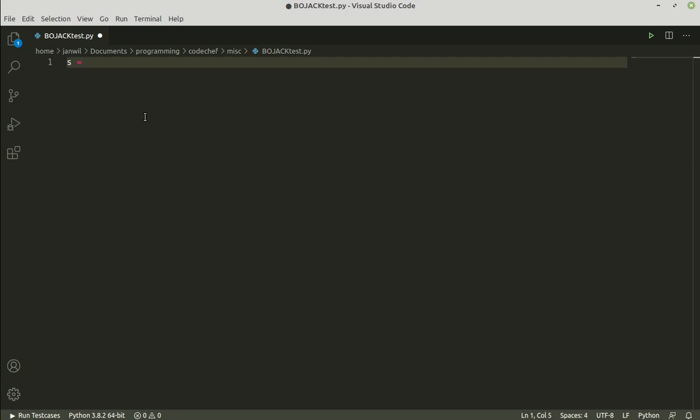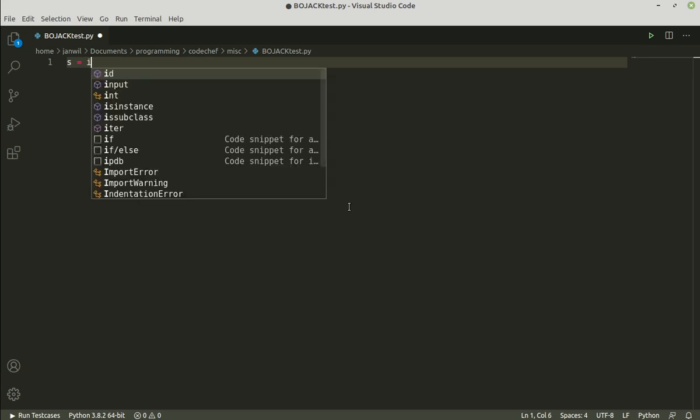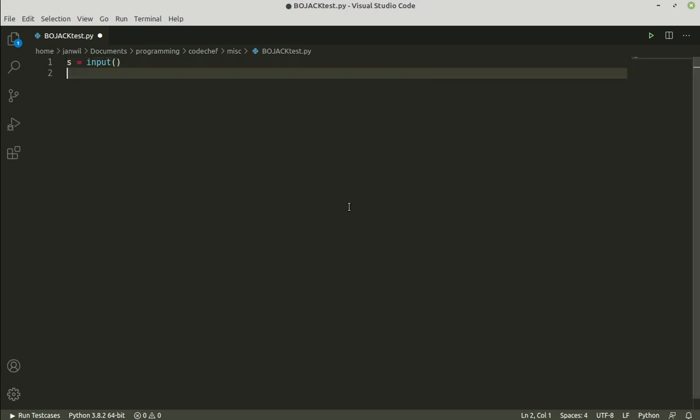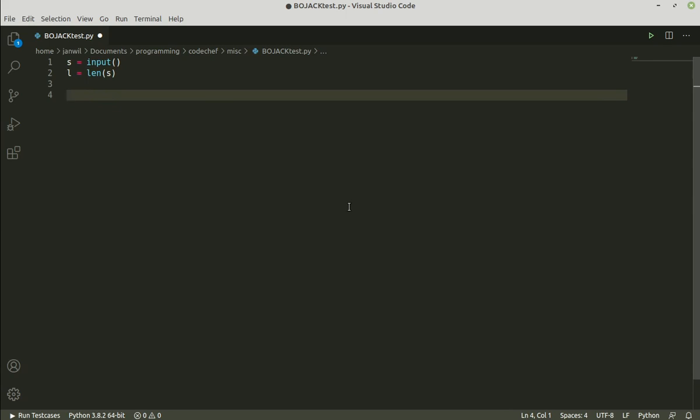So I start off by reading a string from the command line. Let the string be S. We also will need the length of this string. And now let's start computing.